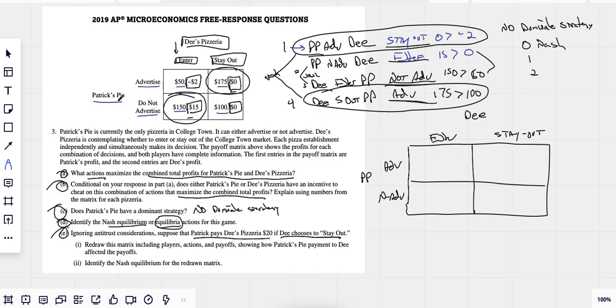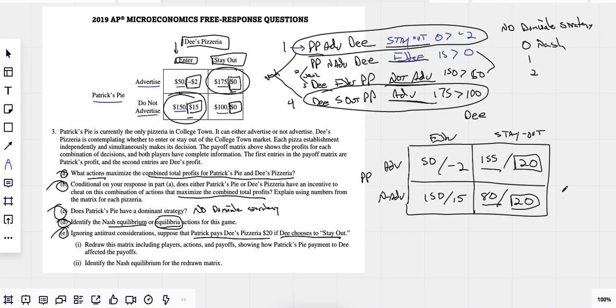When Patrick Pie pays D to stay out, the 175 goes down to 155 because $20 has to go to D. And the 100 would turn into 80, and that 20 extra dollars would go to D staying out. So now D has 20 bucks in the stay out categories, right? Let's square them in so we know what we're talking about. Underline. These are not affected, 50 and a -2, and 150 and 15.